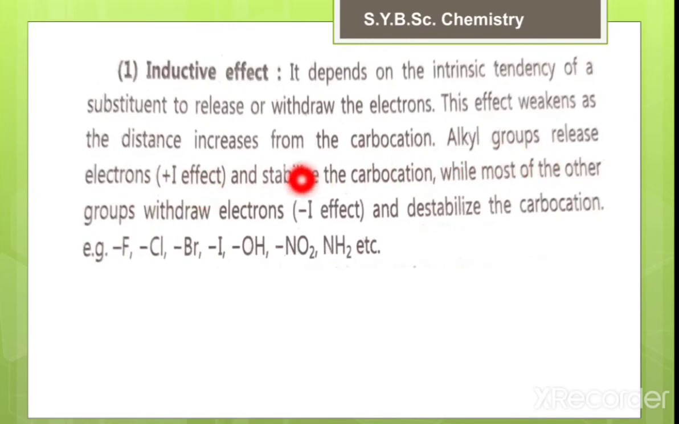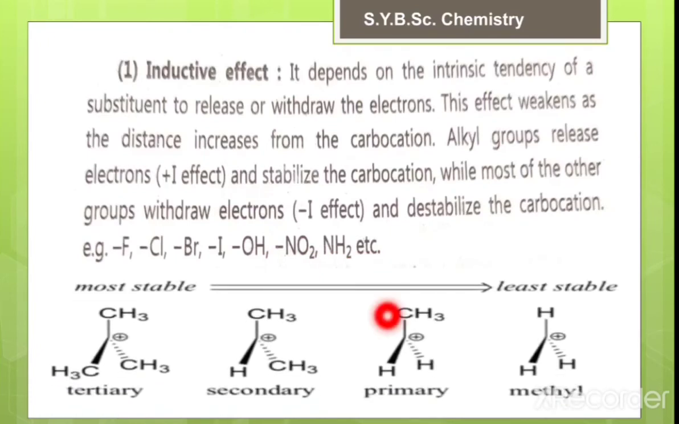If the alkyl group releases the electron, that shows the plus I inductive effect and stabilizes the carbocation, while most of the other groups withdraw the electron. That means electron withdrawing nature, that means minus I effect, and this minus I effect destabilizes the carbocation. Example: fluorine, chlorine, bromine, iodine, OH, NO2, NH2.